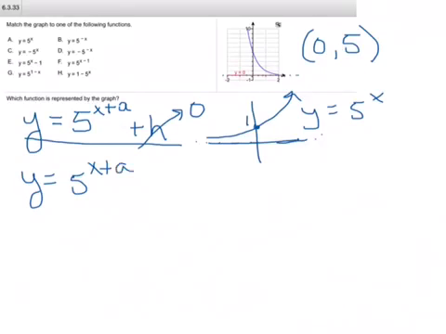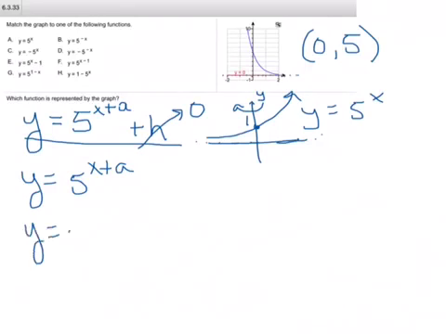The second thing I want to take a look at is if there are any reflections here. Since y equals 5 to the x goes up to the right-hand side and gets close to 0 on the left-hand side, but the graph that we're looking at does the opposite, that's a reflection around the y-axis, which means that our graph must have a negative next to the x.